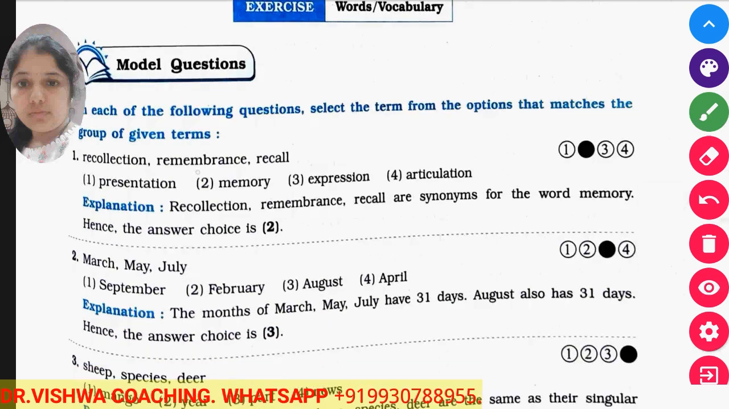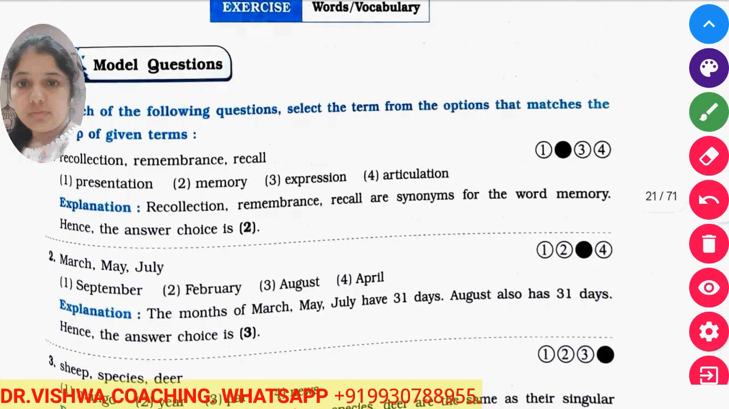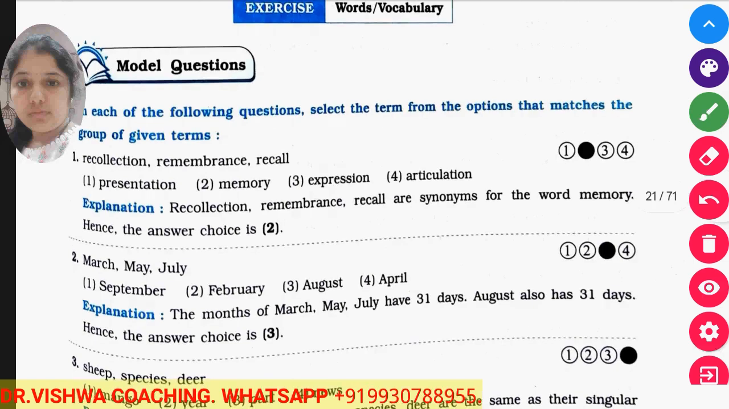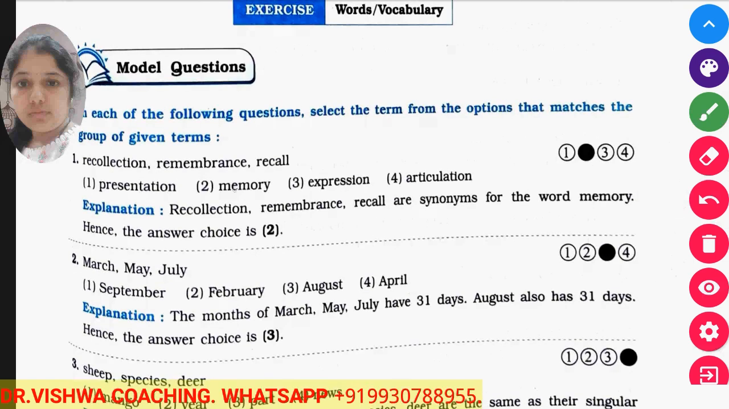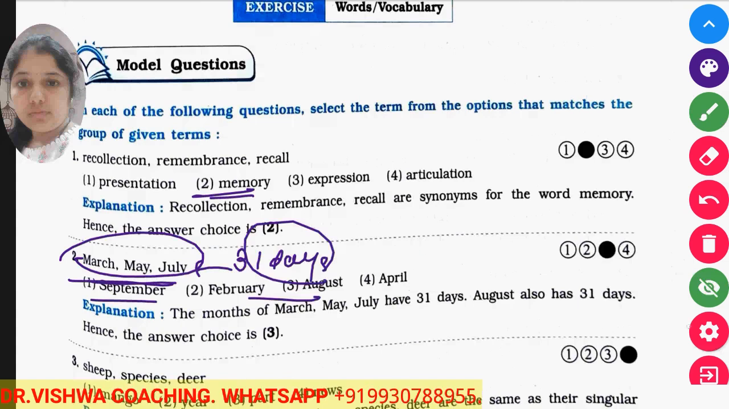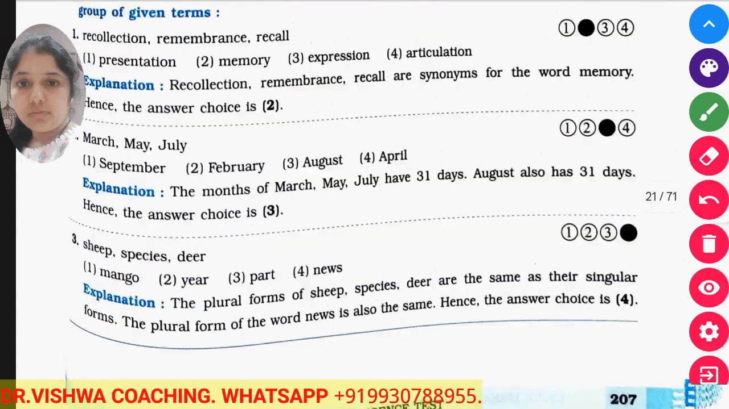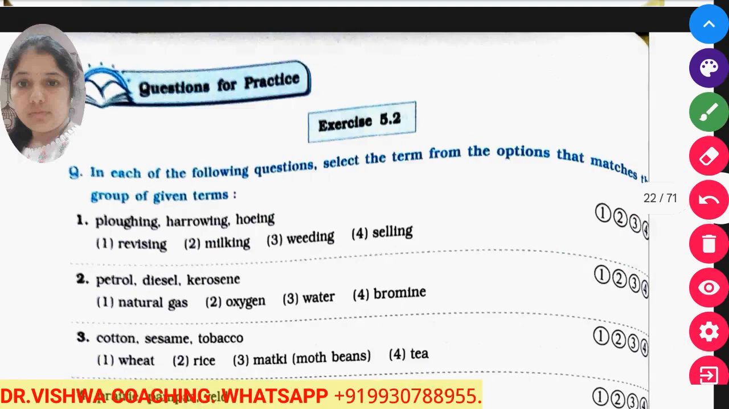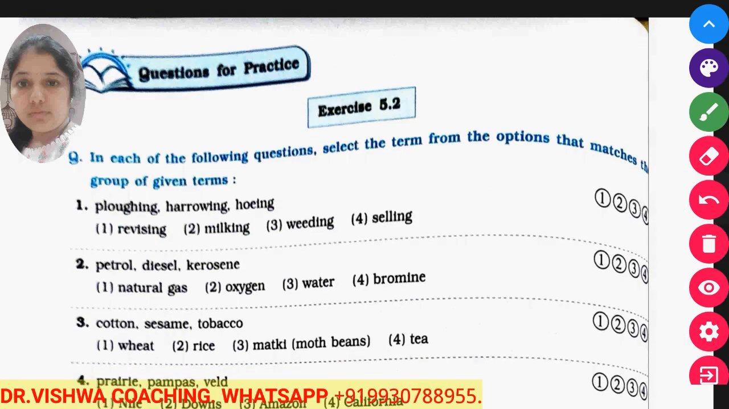Now you can see recollection, remembrance, recall. All this is related to either presentation or memory or expression or articulation. So these all are related to memory. So the correct option is memory here. In the second one, March, May, July, all the months have 31 days. So you have to select the option which has 31 days. So August is the correct option. Like this we have to solve the exercise 5.2.